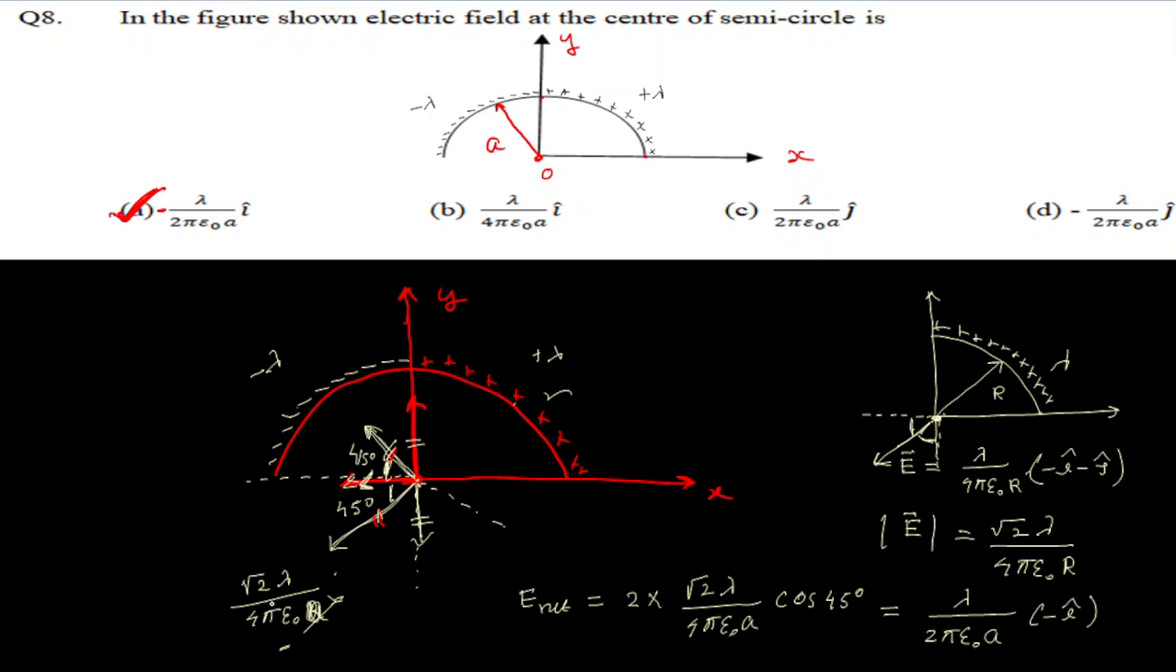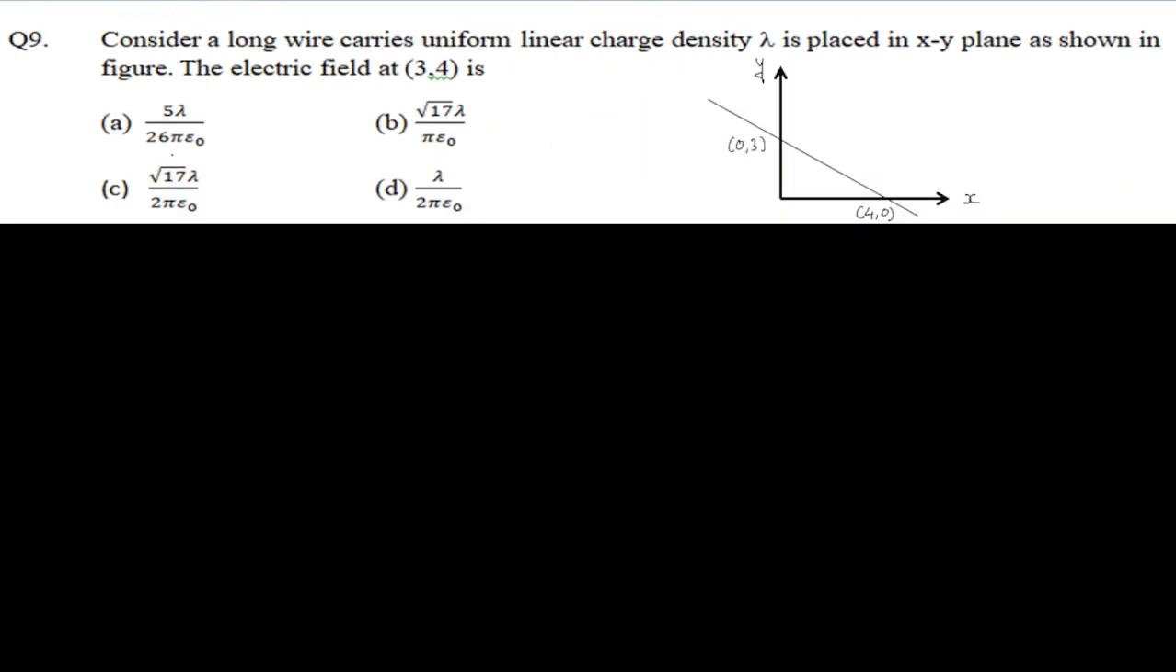So if we have a semicircular part like this, where one part is plus lambda and another part is minus lambda, or a three-quarter part of a circle where each part carries plus lambda, minus lambda, plus lambda, in that case again you can use the standard result, decompose the electric field, and easily calculate the net electric field. Okay, good. And then question number 9.